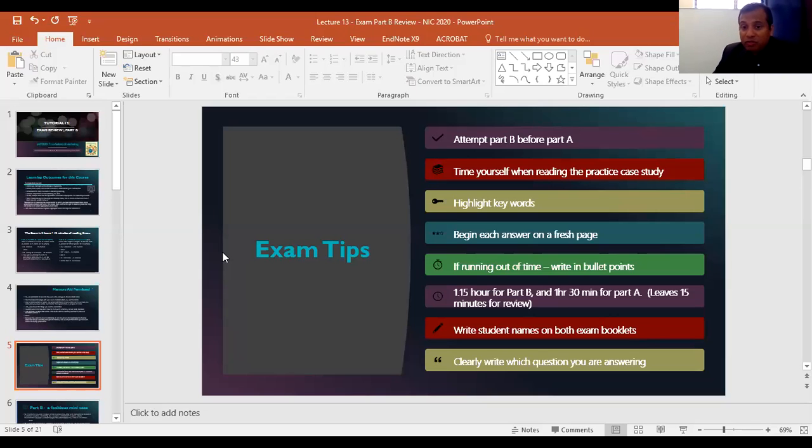And clearly write which questions you are answering. I mean to say, if you are using the phrase pages for each and every answer, that will be enough. So clearly mention it. If it is a part B, you should mention it. Otherwise, you won't get proper marks in case of confusion.